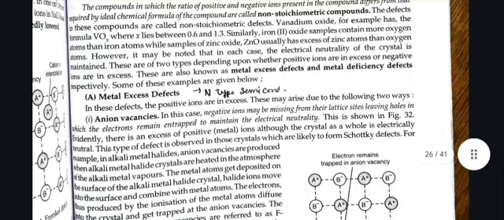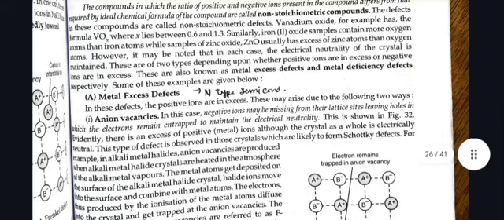A. Metal excess defect. In this defect, the positive ions are in excess. This may arise in the following two ways. First, anion vacancies. In this case, negative ions may be missing from the lattice site, leaving a hole in which the electrons remain entrapped to maintain the electrical neutrality. This is shown in figure 32. Evidently, there is an excess of positive or metal ions, although the crystal as a whole is electrically neutral. This type of defect is observed in those crystals which are likely to form Schottky defect.